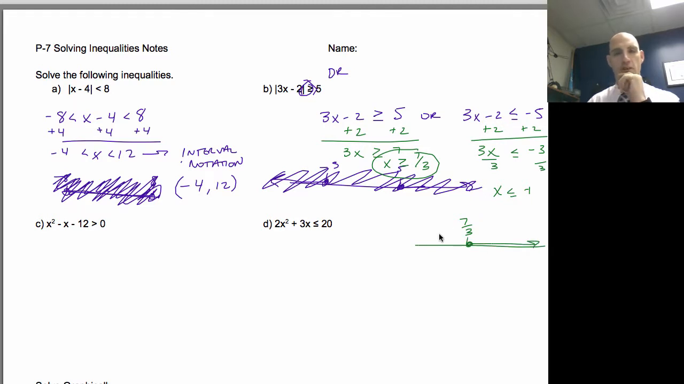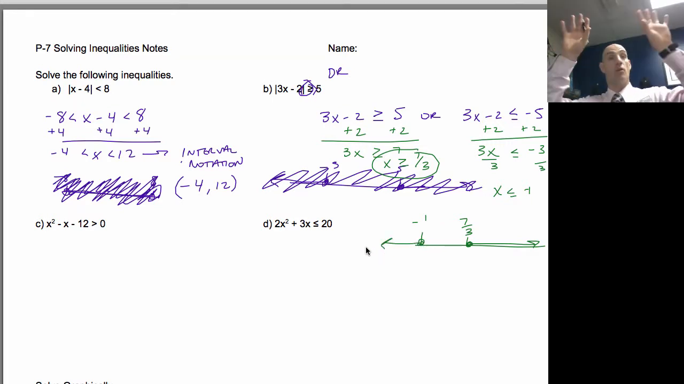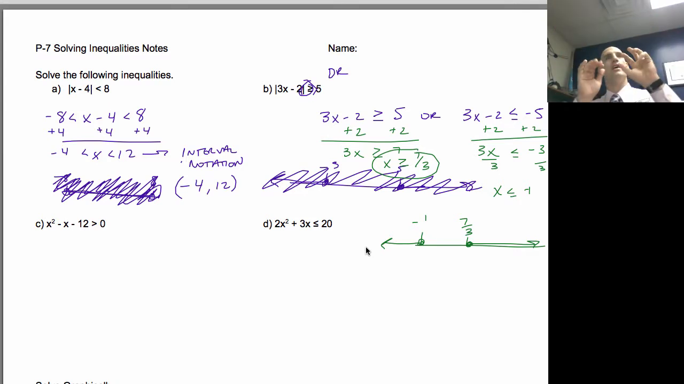x is bigger than or equal to 7/3, or less than or equal to negative 1. Well, again, I had a compound up to start with. So it was two things. So it wasn't a compound. I had two separate things. So I had an "or" here.